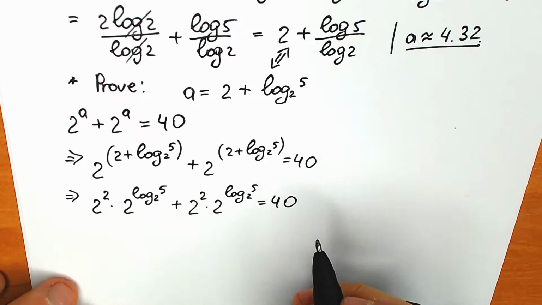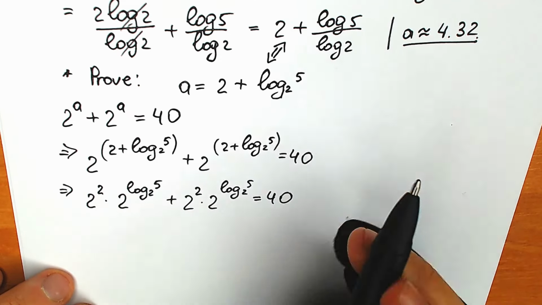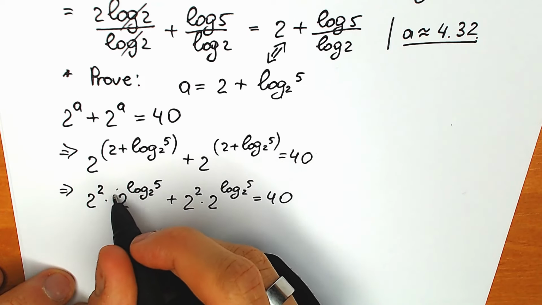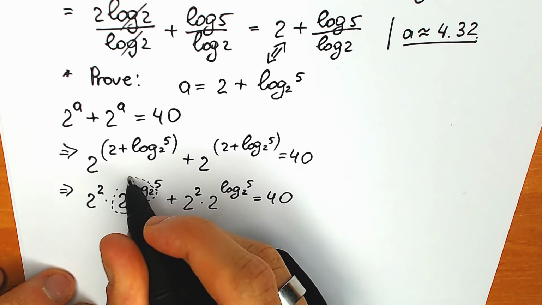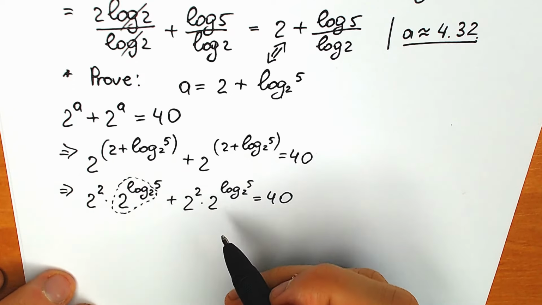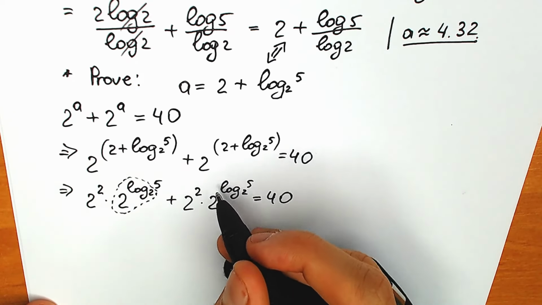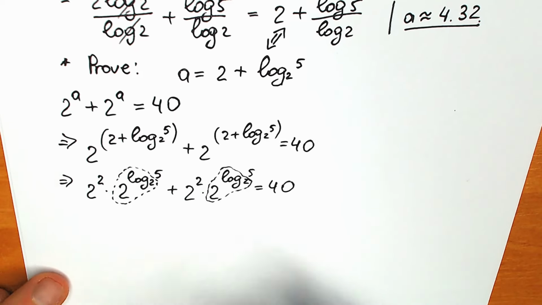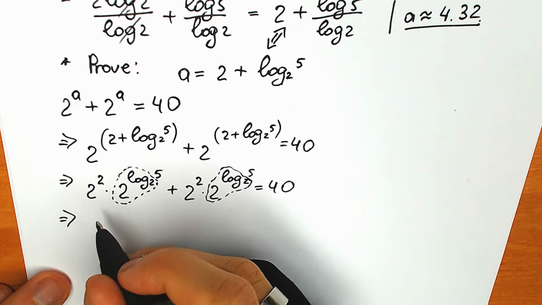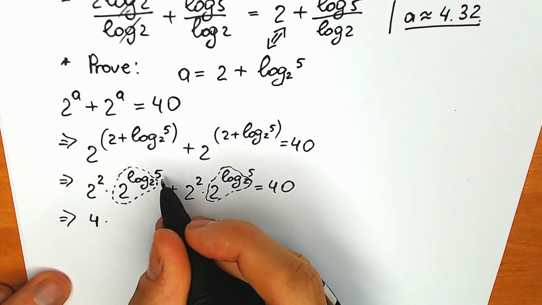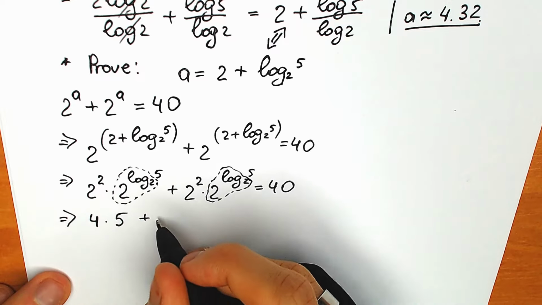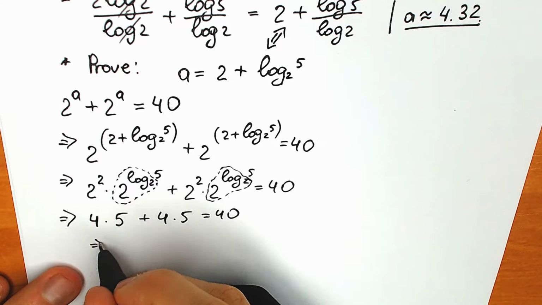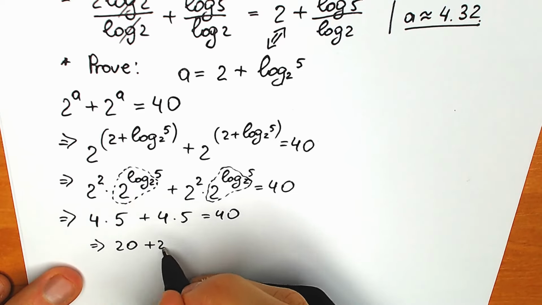And right now a lot of students might be thinking, this is a complicated thing, we have a log in a power, but there's a very interesting property. Whenever you have this type of expression, which I underline with this line right here, this is equal to 1. So in our head, we can easily cancel this expression, and as a result, we end up with 2 squared, 4, times 5 plus 4 times 5 equal to 40, and everything is great because we have 20 plus 20 equal to 40.